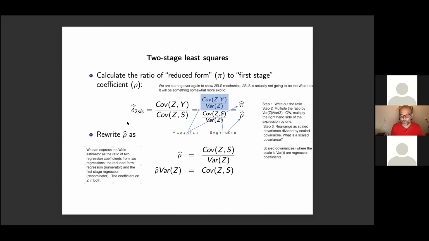And now we will just go through simple algebra and manipulation to show what mechanically one does when estimating with two-stage least squares. That's all we're going to do. So let's look at that. We're going to rewrite rho hat here, and then I'm just going to multiply both sides by the variance of Z. So it's just going to be rho hat times variance of Z equals the covariance of Z and S.